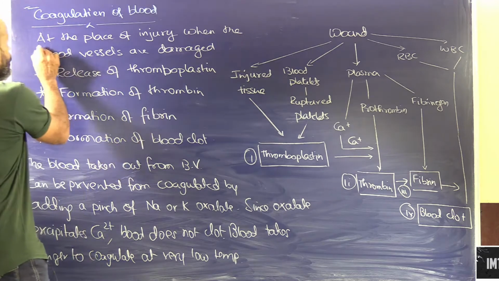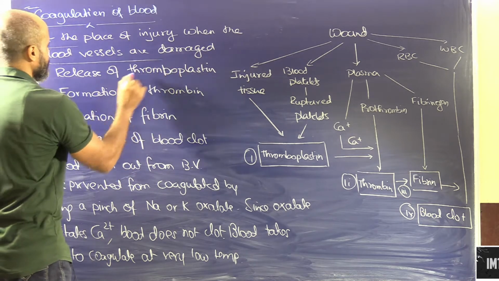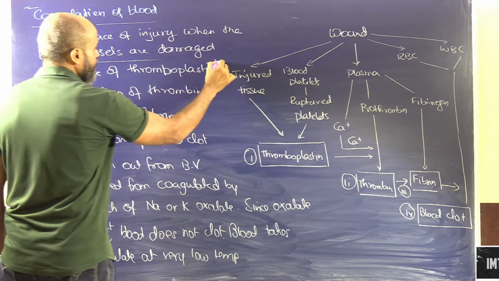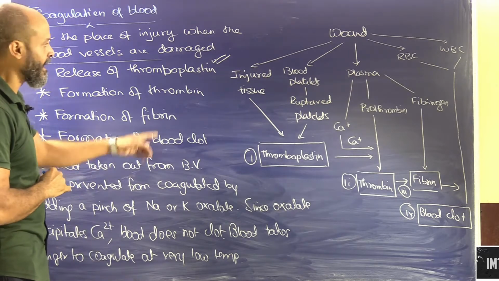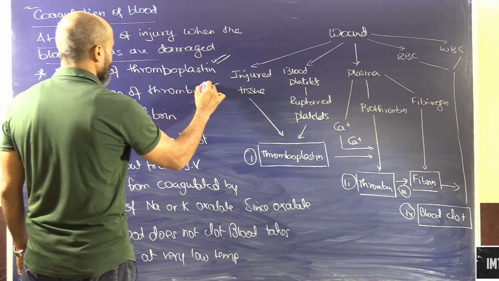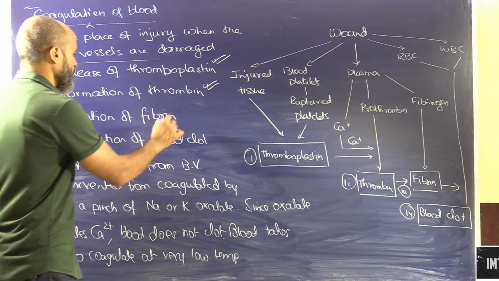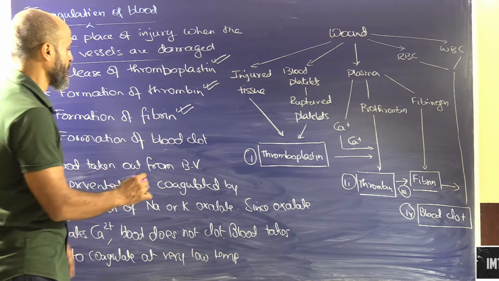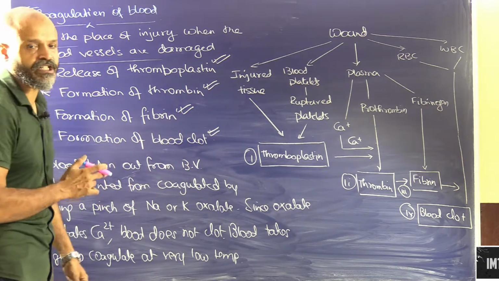But this is the minimum requirement that you need to have as a knowledge base for the coagulation of blood. So coagulation of blood at the place of injury, when the blood vessels are damaged: there is release of thromboplastin, and this basically triggers a chain of reactions. Then there is formation of thrombin, then formation of fibrin, and then formation of blood clot. So all these are basically chain reactions.